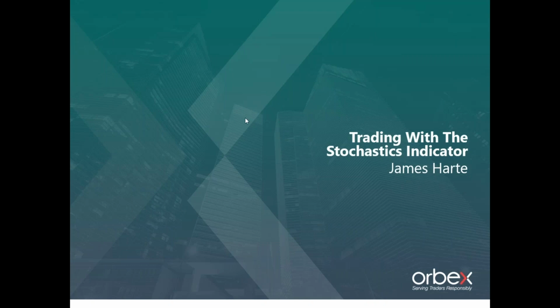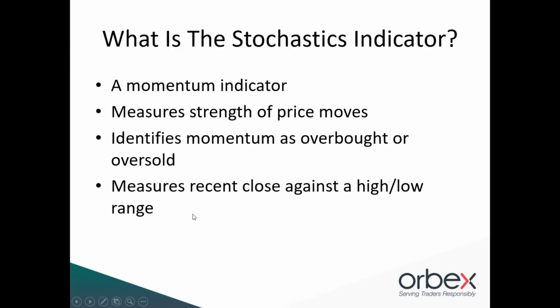And so what is the Stochastics Indicator? The Stochastics Indicator is a momentum indicator, which also has a structural reference built in, meaning that the indicator is looking at the most recent price close compared to the high and low of price over a certain predefined period. So what this indicator essentially is doing is measuring momentum in the market, i.e. measuring the strength of price moves and categorizing them as either overbought or oversold.